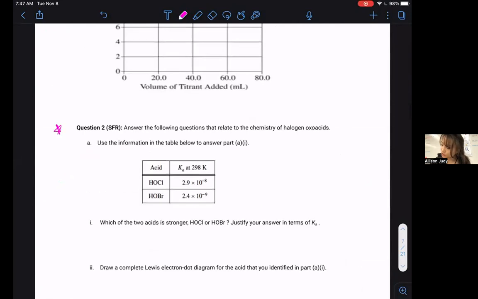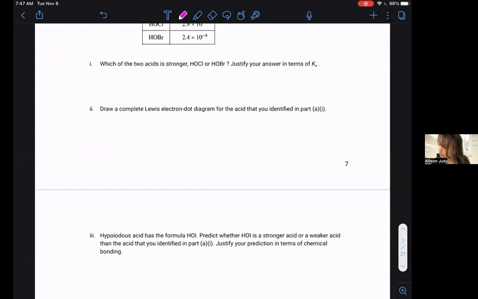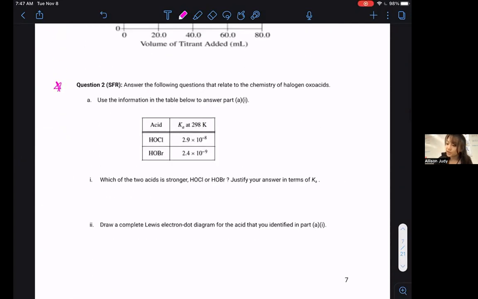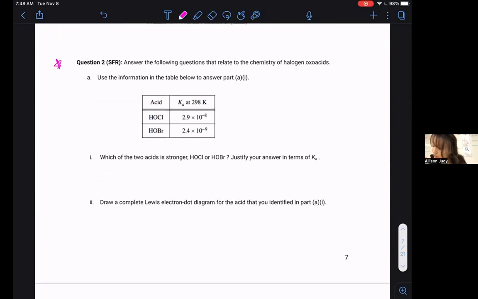So question number 2, actually it's a short FRQ, starting with page 7. So here we have the following information about 2 weak acids, HOCl and HOBr. And you're going to use this information to answer questions 1 and 2. Remember, if they give you a data table, they really don't want you to stray. They want you to use it, okay?